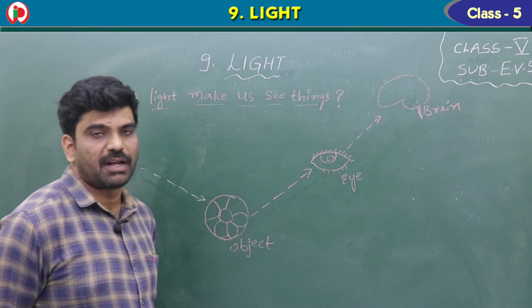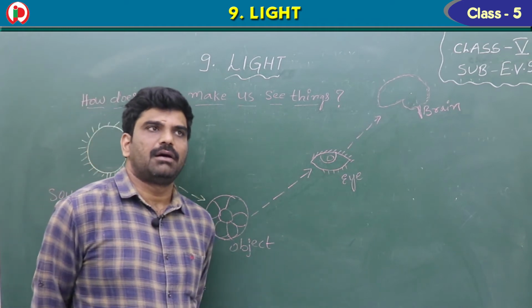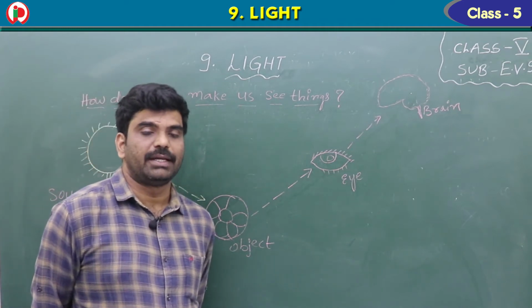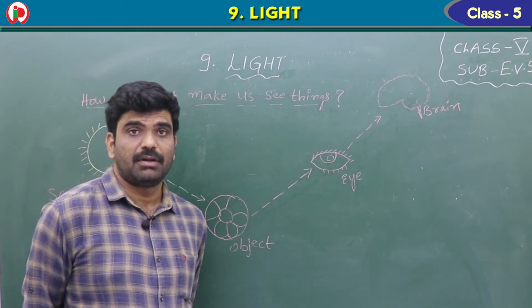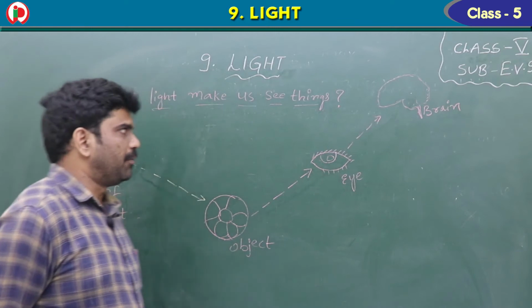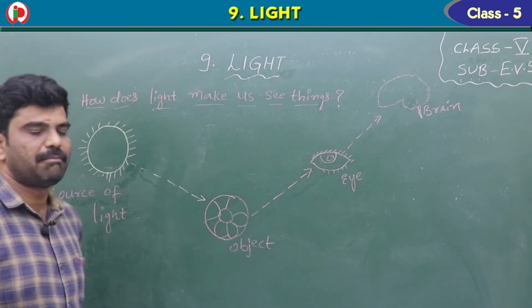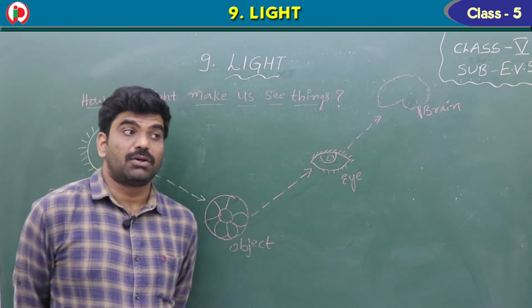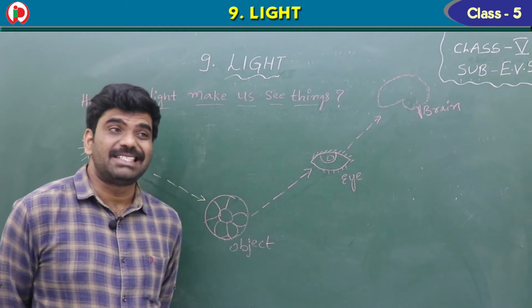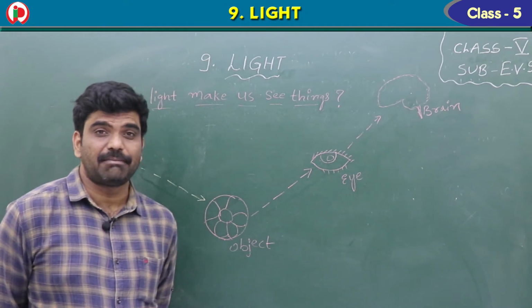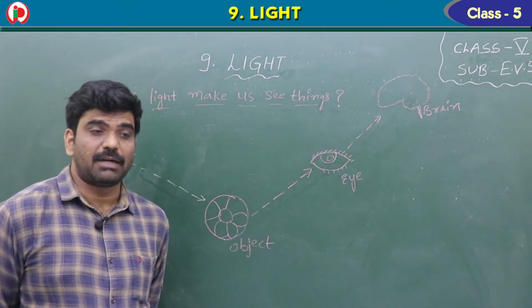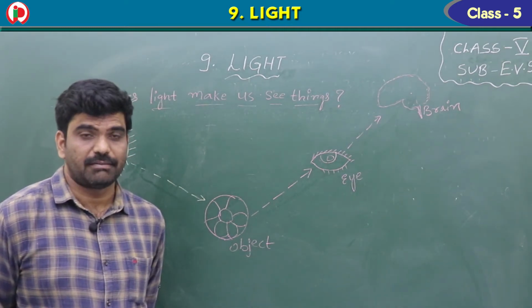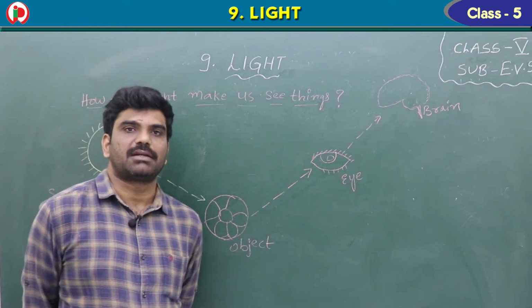Children, so far we have seen the objects that are visible during the daytime and why they are not visible during nighttime. Now let's see the very important topic: how does light make us see things? Why do we see the objects only during daytime, or during night times also we see, but only when there is a source of light? So why? What is the reason?